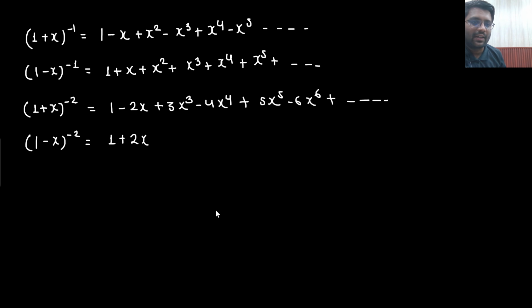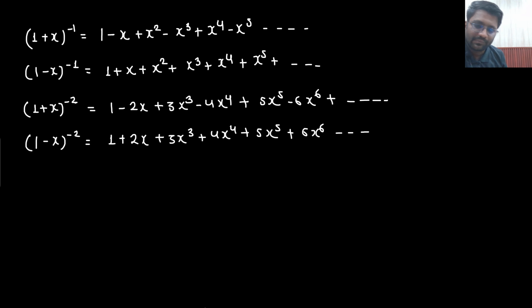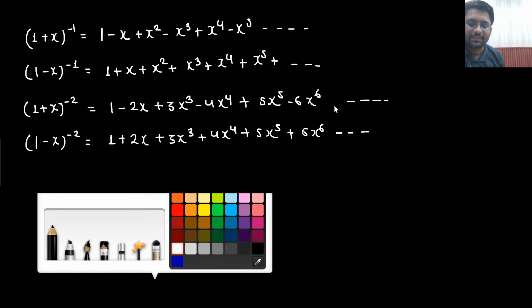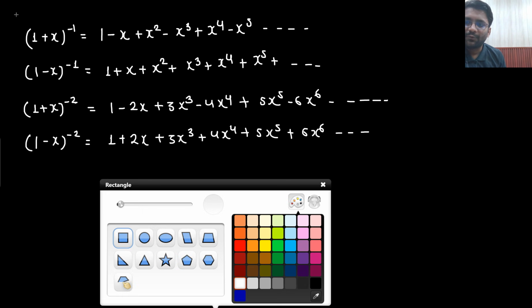Only thing I need to take care of, what is that? 1 was there, 2 was there, then 3 would come, then 4, then 5, then 6, and so on. Here also plus minus plus minus. Only these 4 you need to remember.